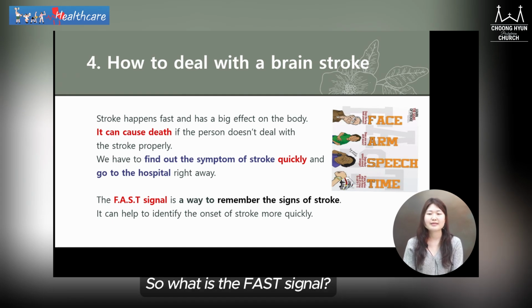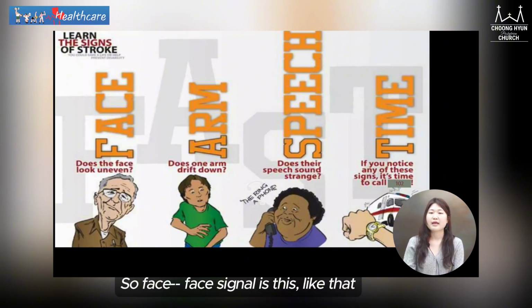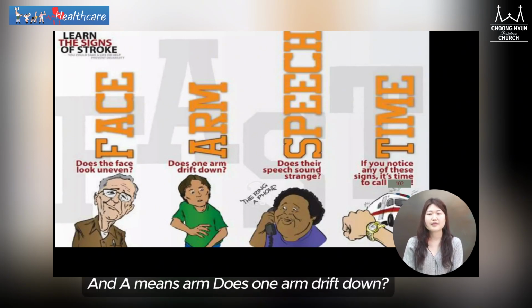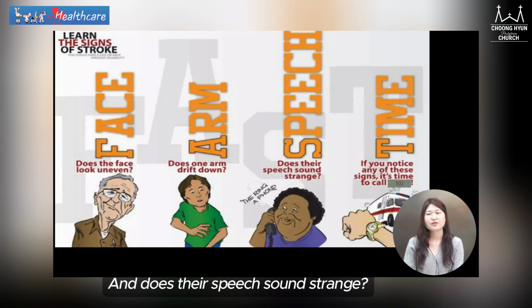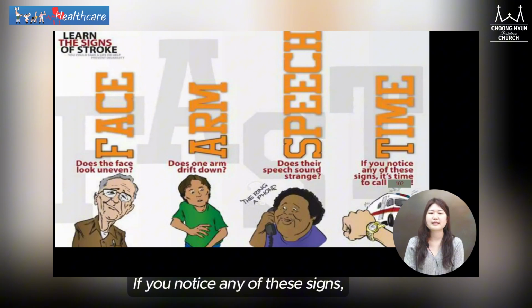So what is the FAST signal? Let's see that. So the FAST signal is like this. The F means the face. Does the face look uneven? And A means arm. Does one arm drift down? And S means speech. Does their speech sound strange? And T means time. If you notice any of the signs, it's time to call 102.